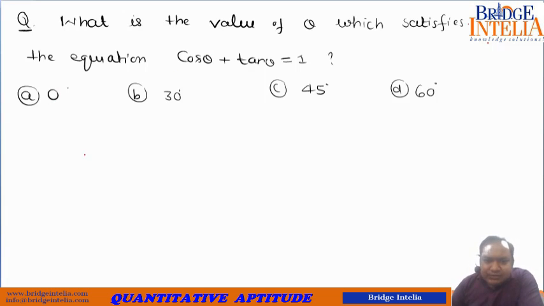Let us see. What is cos 0 degree plus tan 0 degree? If you remember the trigonometric table, cos 0 degree is equal to 1. Tan 0 degree is equal to 0. So 1 plus 0 is equal to 1. So indeed 0 fits the description, or 0 is one of the roots of the given equation. So 0 is the option. Similarly, if you try substituting the other options, they won't fit.